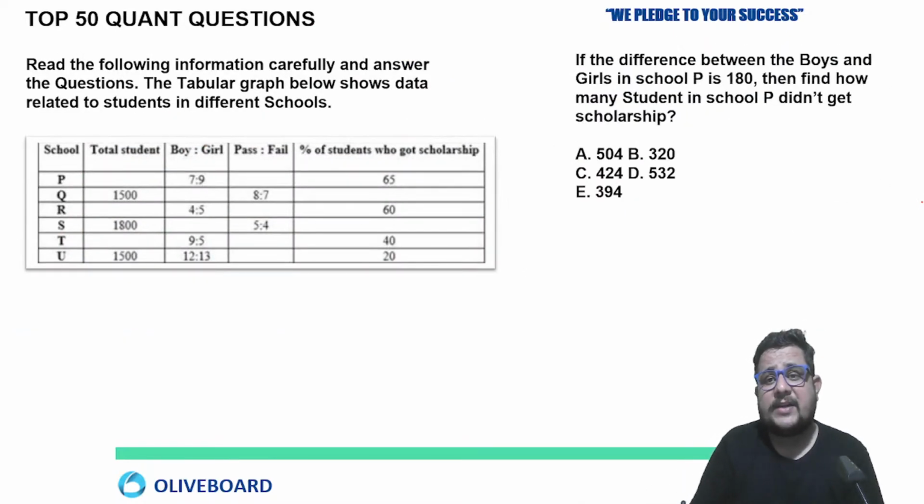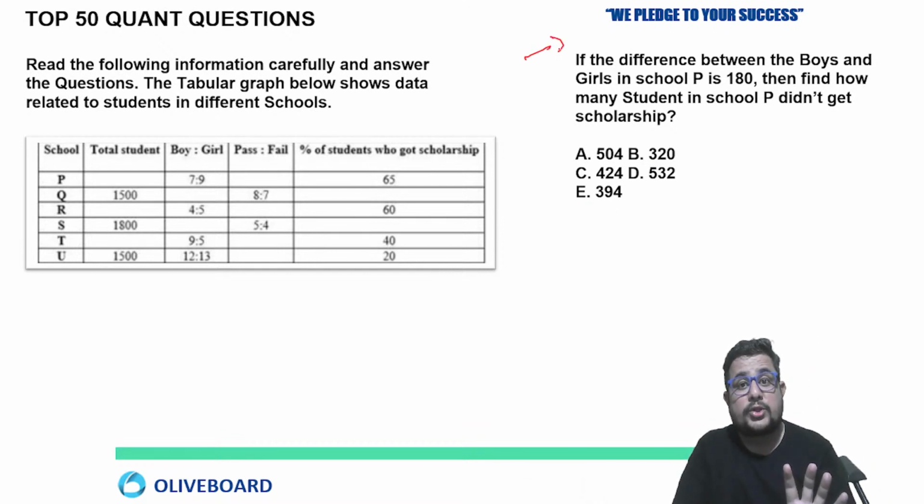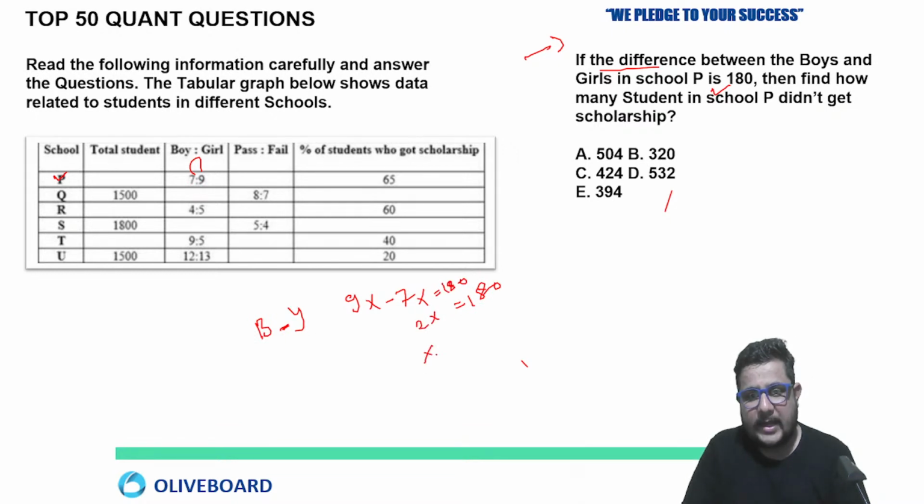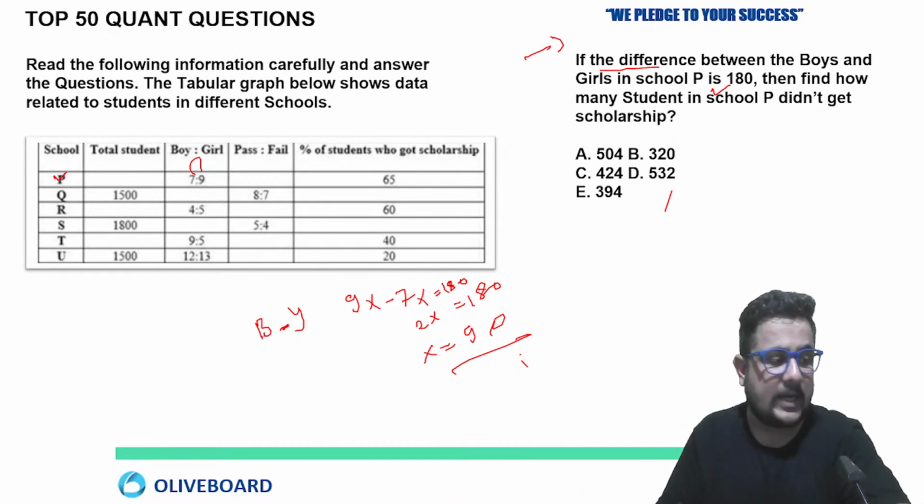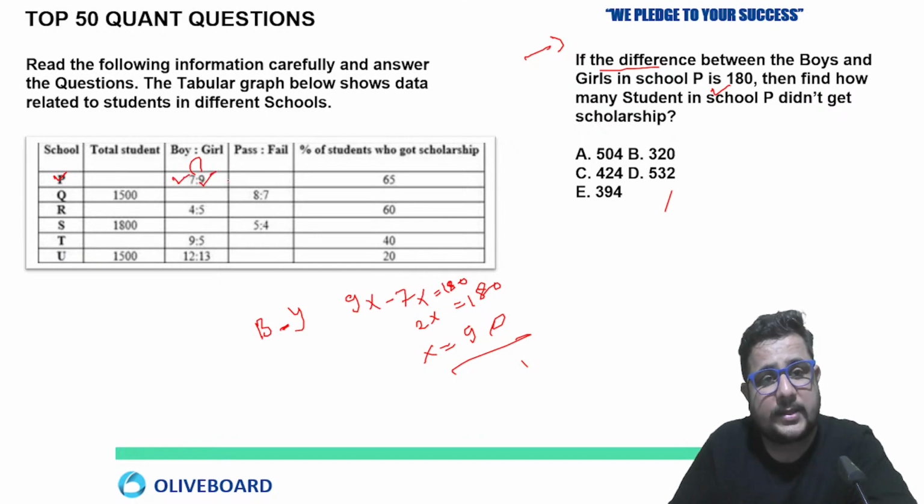Okay, now see, after understanding each and everything, we will get back to the question. They will give the condition, and on the basis of that, we have to fill out the data for each question. If the difference between the boys and girls in school P is 180. So in school P, the difference of boys to girls is given. Ratio we know, right? So 9x minus 7x, ratio 7 to 9, is equal to 180. So 2x equal to 180, right? So x equal to 90 in this situation or not? Tell me. So if x is equal to 90, then we know the number of boys and girls totally.